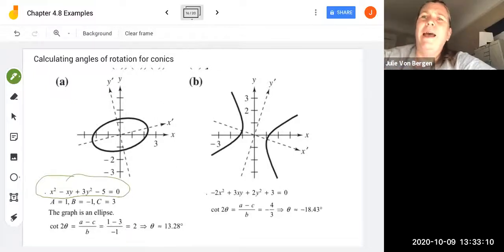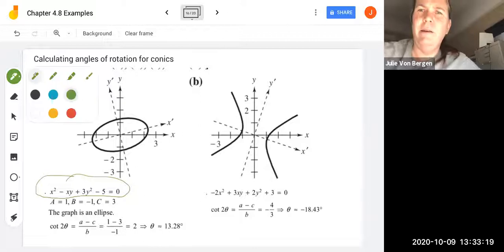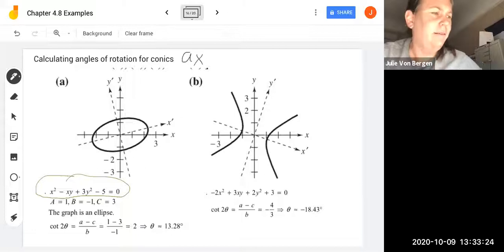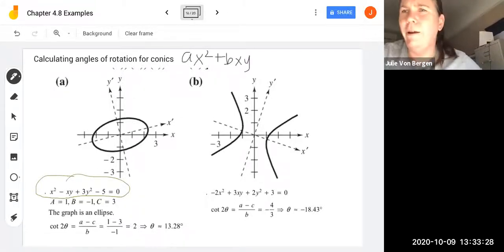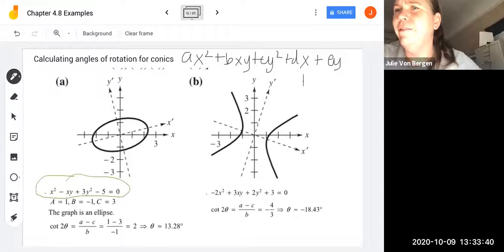So if we go back to our definitions of conics, remember that original form is, I'll write it up here, ax squared plus bxy plus cy squared plus dx plus ey, I'm going to run out of room, plus f equals 0. So I've trailed down here to the next line.